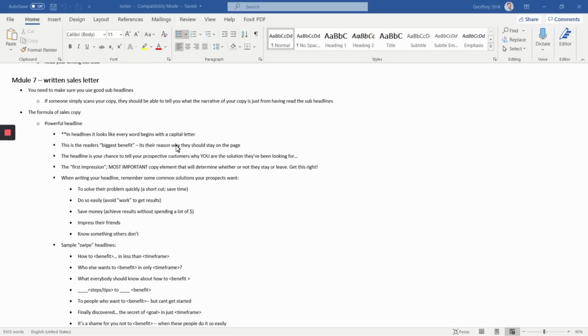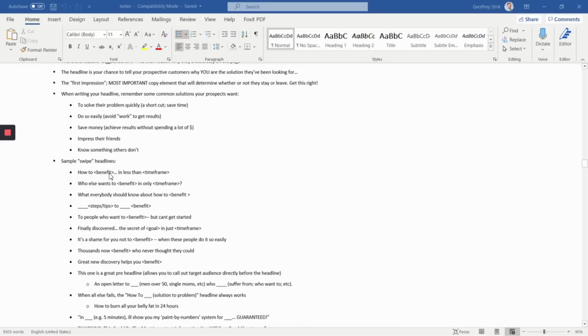So some sample headlines, a couple different formulas, include: How to benefit in less than time frame. So how to lose weight in less than 2 weeks, for example. Who else wants to benefit in only time frame? Who else wants to lose weight in only 2 weeks? What everybody should know about how to lose weight.